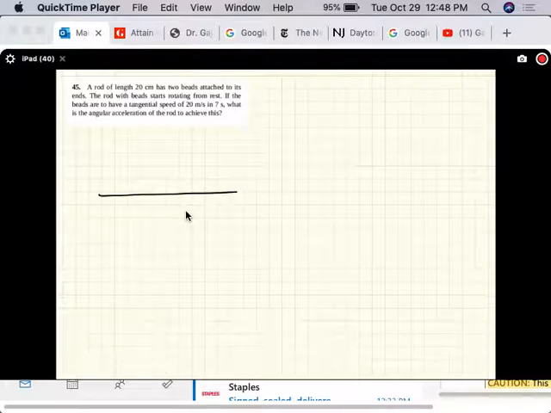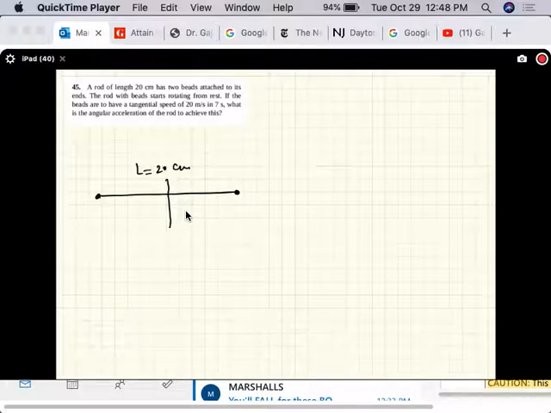Okay, so here's a rod of length 20 centimeters. It has two beads at the end, and I guess they don't state this, but we'll assume that for both the beads to have the same speed, this has to be rotating about its center of mass. They have to be equidistant from the axis.